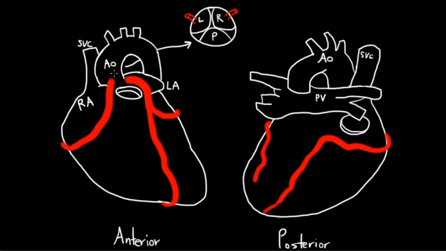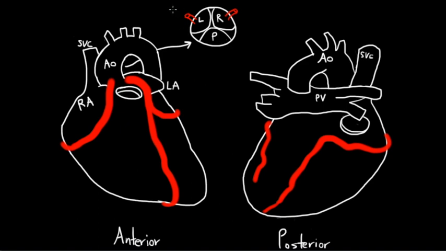So let's just start right here at the aortic arch, and imagine if you could slice this open right here and then look down, you'd be looking at the aortic valve, which here is composed of three cusps: the left coronary cusp, the right coronary cusp, and the posterior coronary cusp.